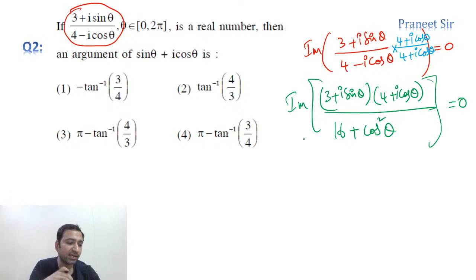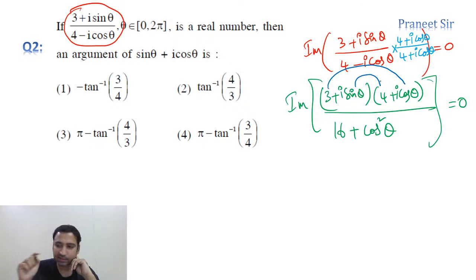So we don't need to calculate everything, guys. We need just the imaginary part. So tell me how to get this imaginary part. Real into imaginary, imaginary into real. That's it. Clear? Real into imaginary and imaginary into real.